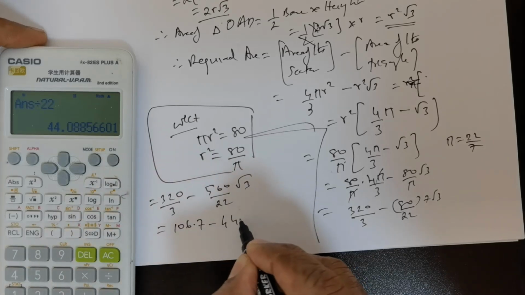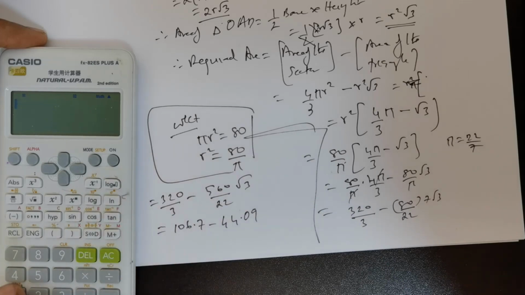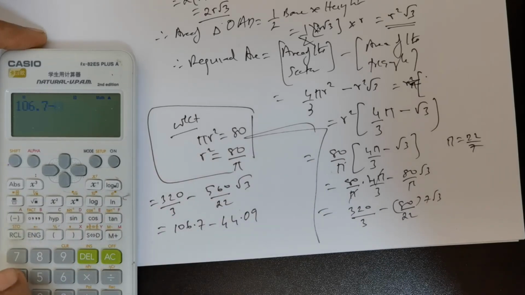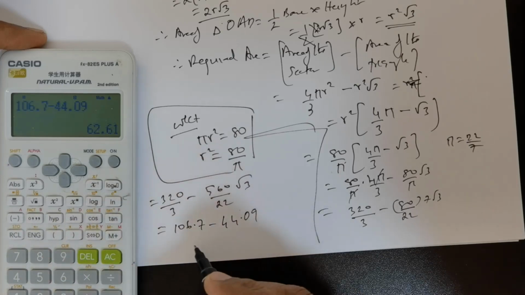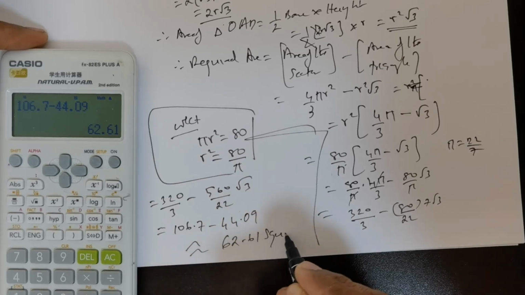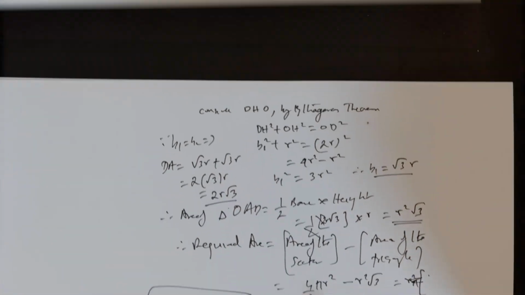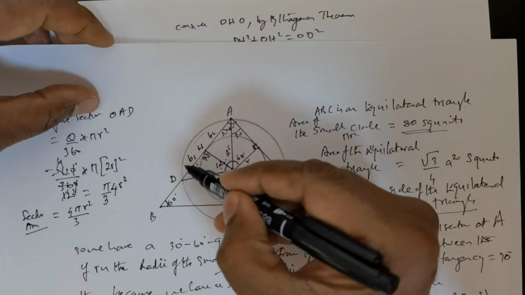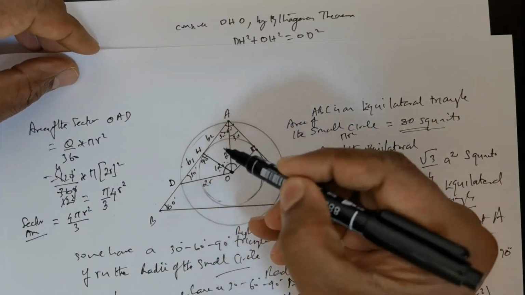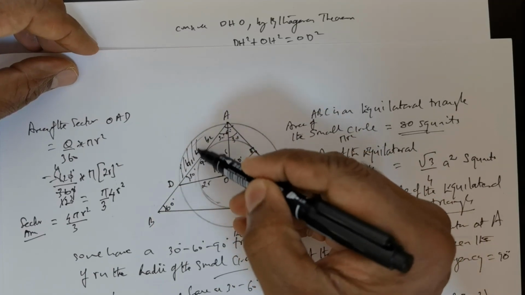That is 44.09. So 106.7 minus 44.09 is approximately 62.61 square units. So that is the area of this beautiful region. From the area of the sector, you take away the triangle area, and this is what is remaining.